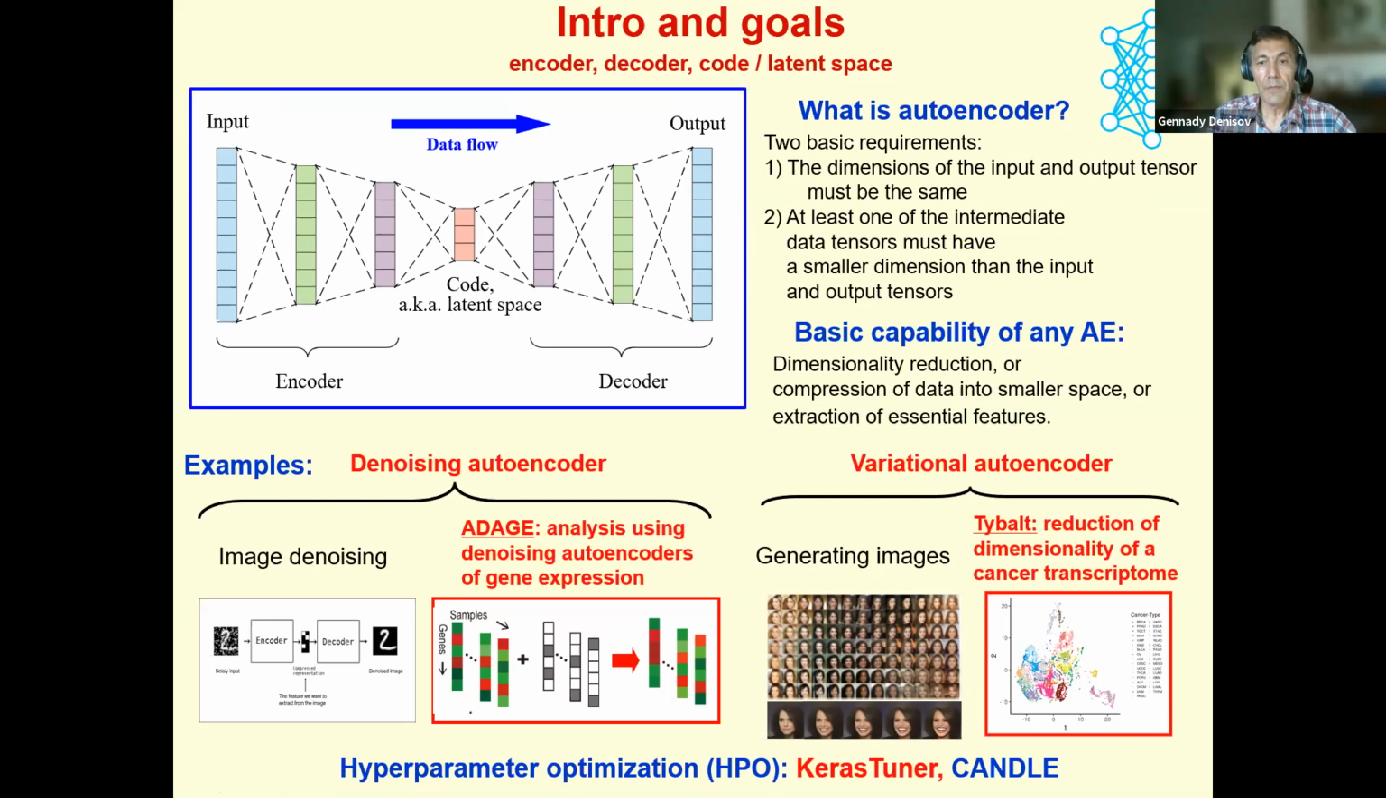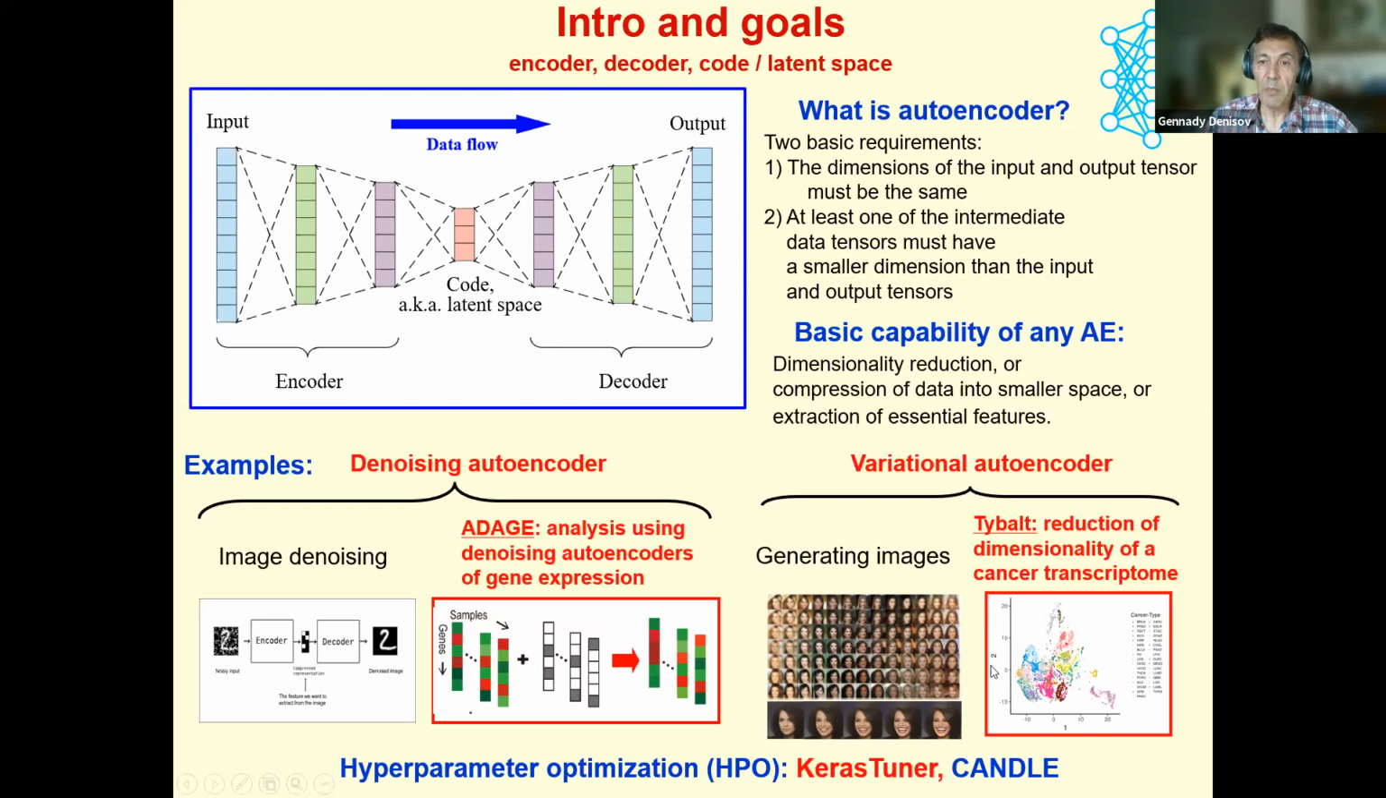These topics are very important and relevant not only to autoencoders in general. It's relevant to any type of deep learning network. But we will discuss it in this class because that technique was heavily used for the T-belt application that we will discuss.